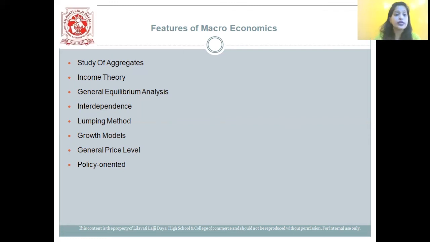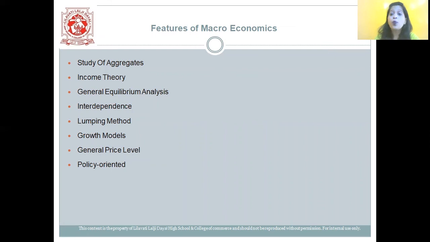For example, you study the entire forest. But if you are studying microeconomics, you are not studying the entire forest, but you are studying a particular tree in that forest. So macro studies the entire system as a whole. Next one is growth models. Macroeconomics deals with the study of economic growth, the economic development of the country. Next one is general price level. Under macroeconomics, the change in the total number of goods and services produced is considered. Generally, the total number of goods and services, or the price that has changed, is covered under macroeconomics.